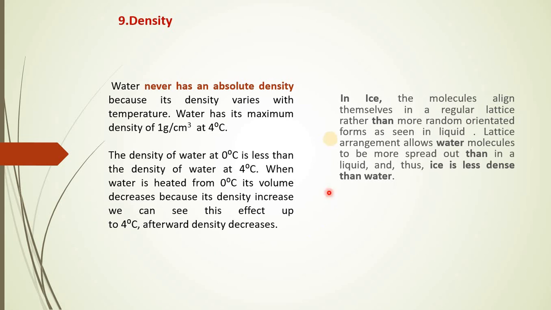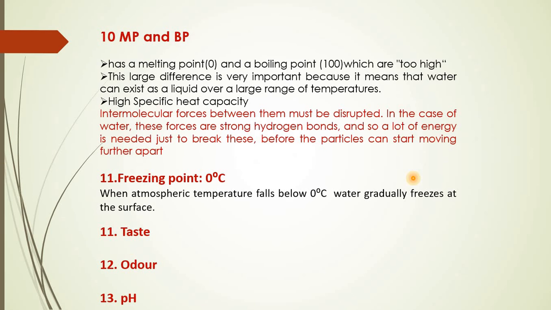And this increase will be seen only till 4 degrees, and later on the density will decrease automatically, right? Now in ice, the molecules align themselves in a regular lattice manner, which is very geometrically configured rather than having a random orientation, which is usually seen with liquids. In this situation, the lattice arrangement allows the water molecules to be more spread out than in the liquid, and thus the ice is less dense than the water.